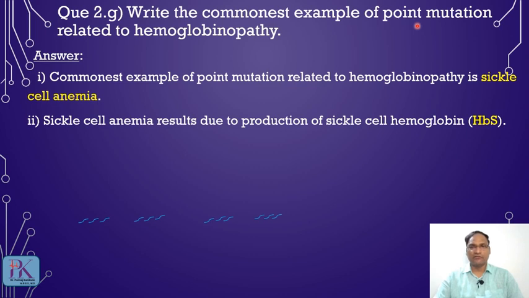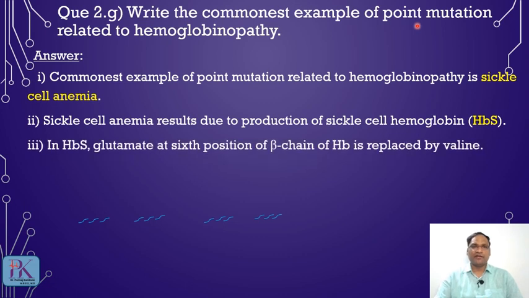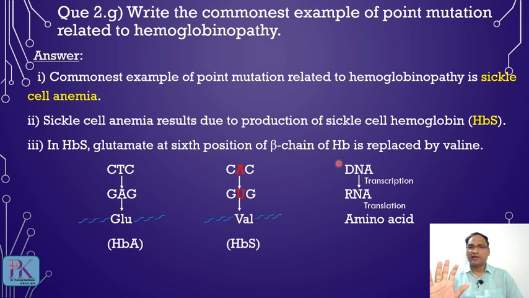Okay, now we will proceed to how sickle cell hemoglobin is produced. So what is happening? Glutamate at 6 position of beta chain of hemoglobin is replaced by valine. Very easy to remember. Glutamate is replaced by valine. Now you have to draw this. What is the point mutation here? If you concentrate on RNA, the GAG is mutated to GUG, that is A to U. Okay, GAG is changed to GUG. So you must write this.